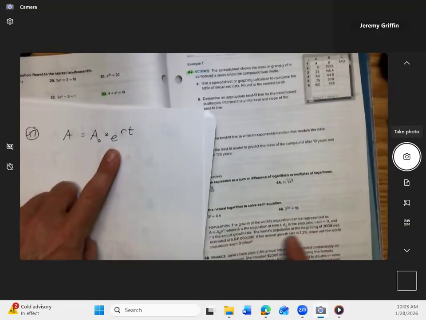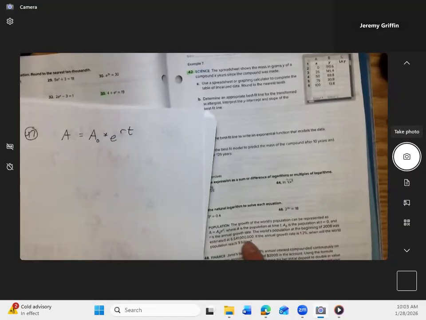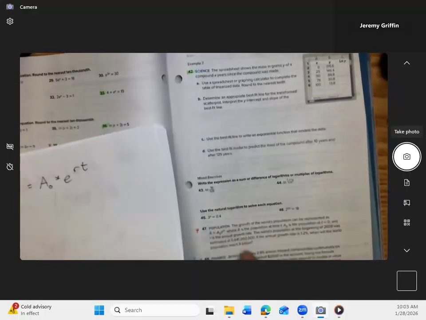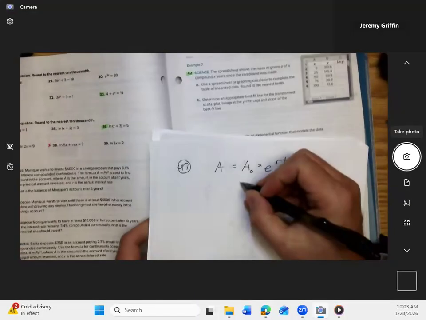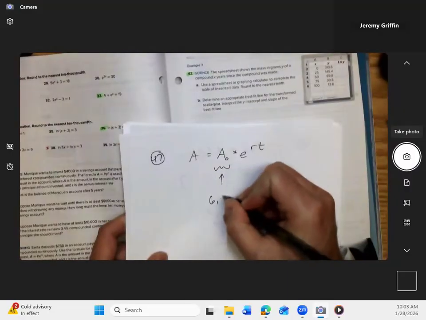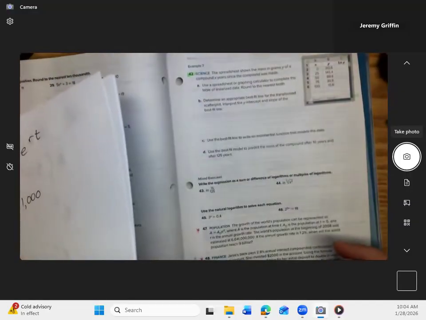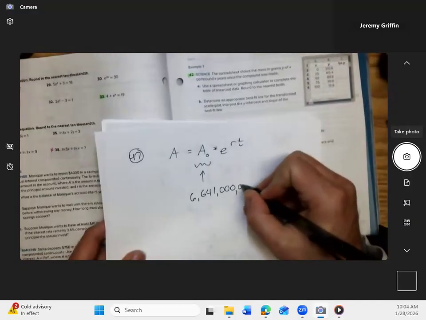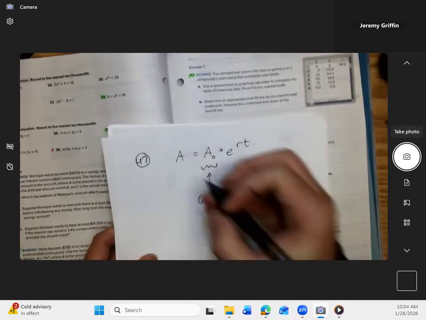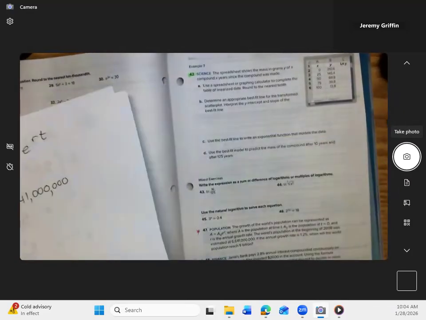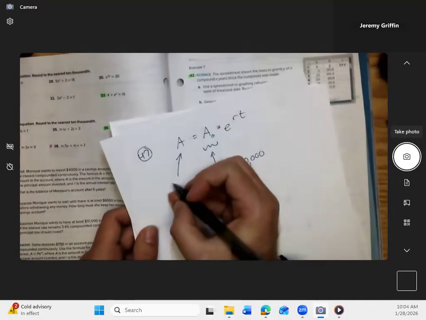The world's population in 2008 was this number. Here's the growth rate. When will the population reach 9 billion? Okay. So we're going to call this A naught right here 6.6 billion. 6,641,000,000. All right, and then they just rounded off right there. We're going to say, hey, when's the world population going to reach 9 billion?